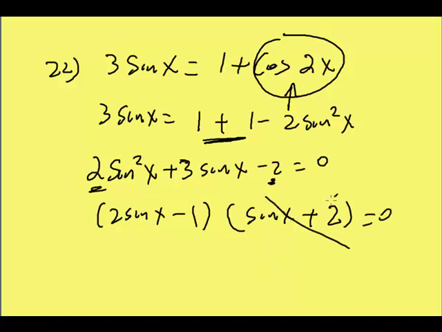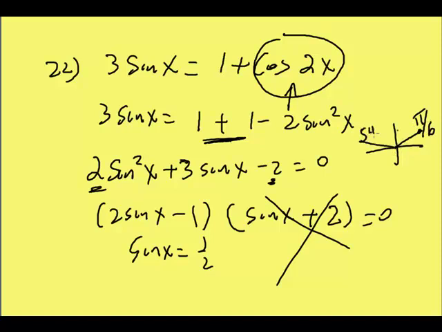This one I can trash. It's going to be giving negative 1 actually. So I'm going to get sine x is equal to 1/2. Where is sine x equal to 1/2 on the unit circle? It's nice because I just have an x. So pi 6 is one place, and 5 pi 6 is the other place. We're done. X is equal to pi 6 or 5 pi 6.